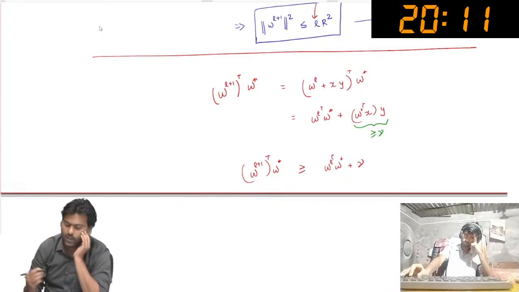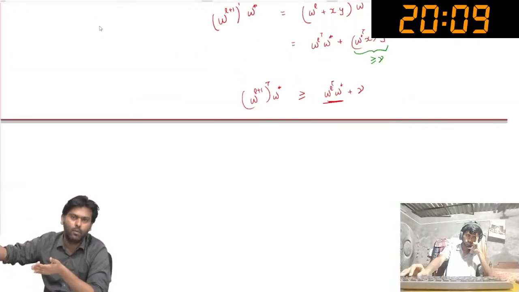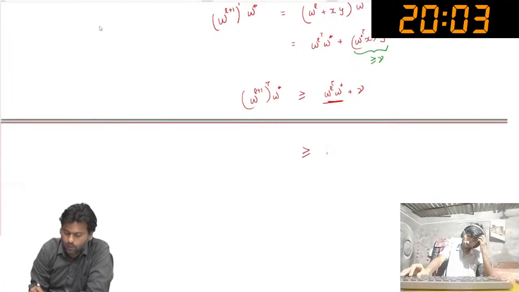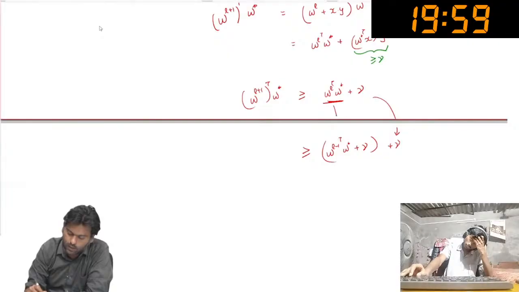So which means that I can do the same argument now for W_L, because W_L again came from W_{L-1}, the previous mistake happened, and so I updated W_{L-1} to W_L, and so that should have given me an extra gamma boost to my dot product with respect to W_{L-1}, which means this is greater than or equal to W_{L-1} transpose W star plus gamma plus this gamma. This guy is greater than or equal to this.